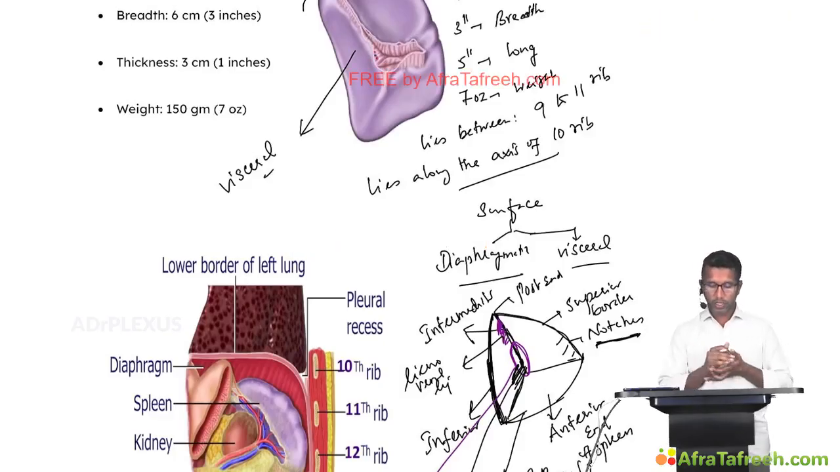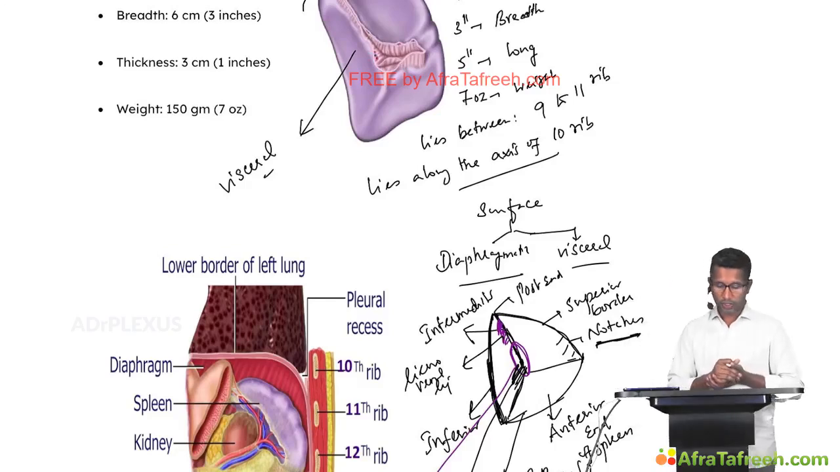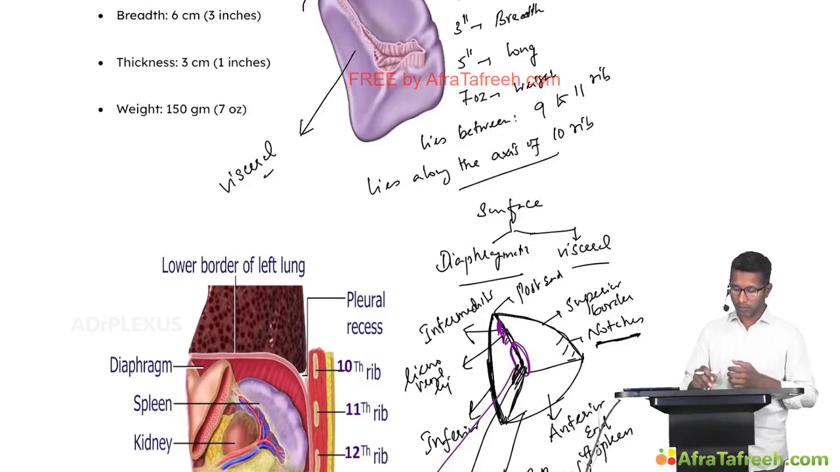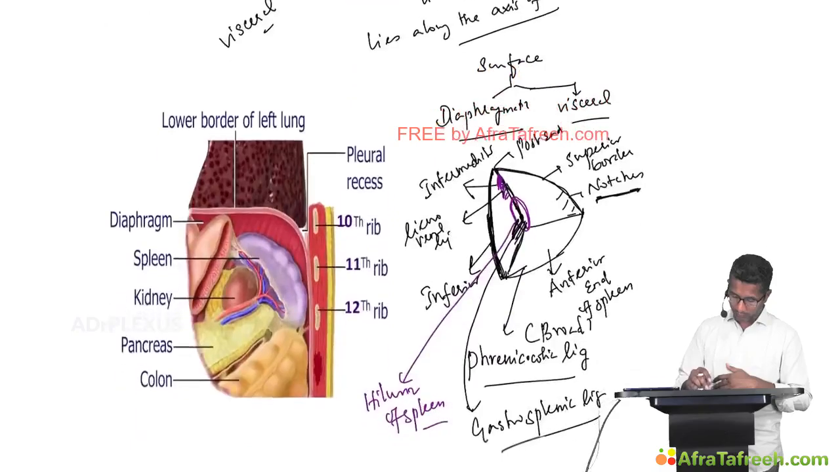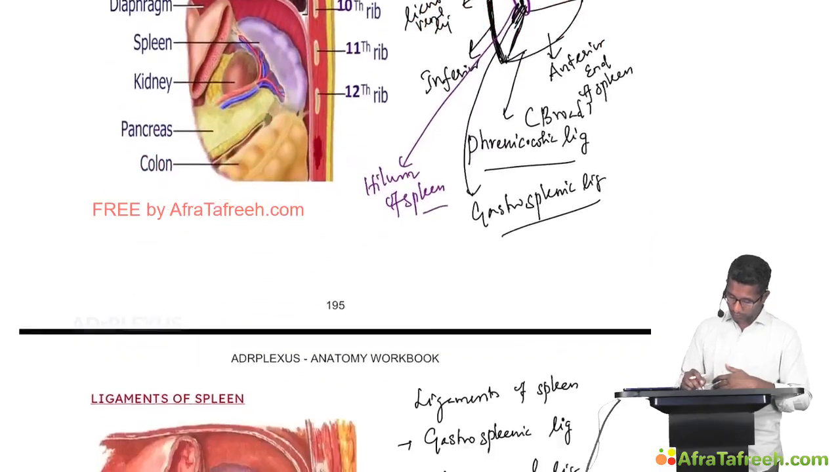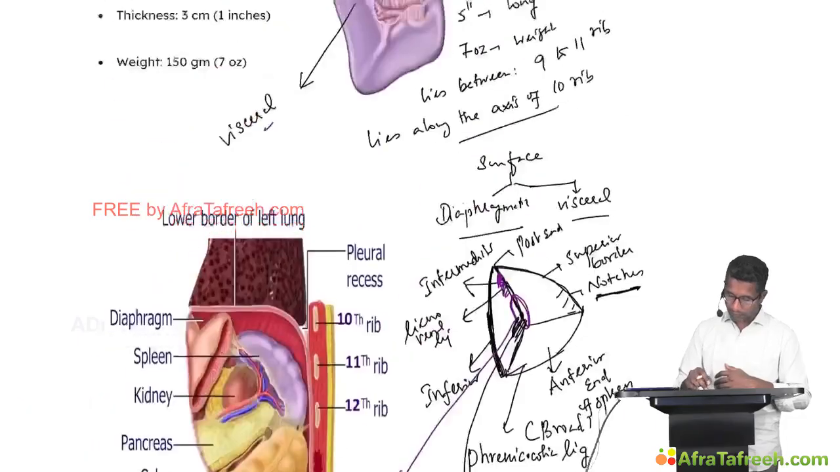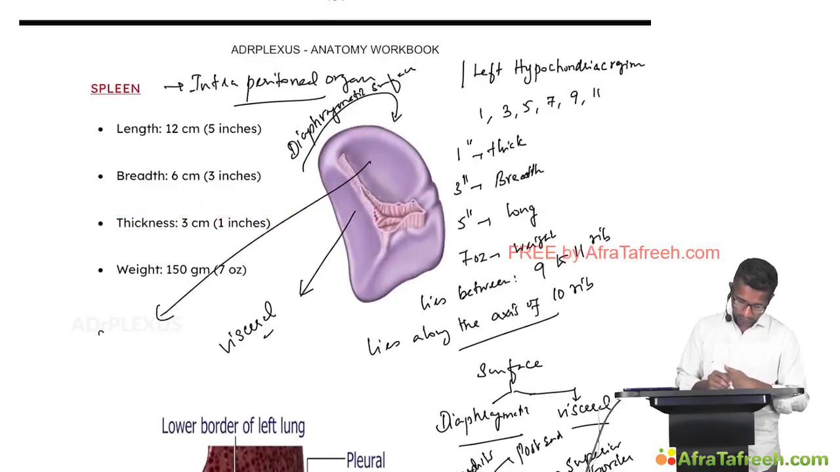So these are all important ligaments related to the spleen. Next are the visceral structures that are related to the spleen. If you take the spleen, this area what you see here is related to the stomach. We'll just draw this or you can just mark it here. So what is this area? This area is related to the stomach.